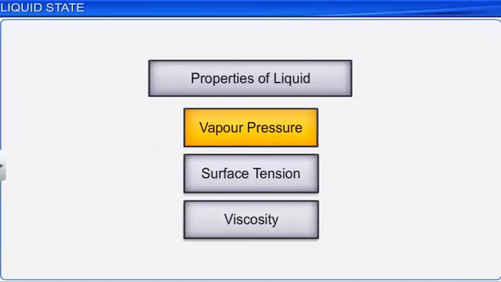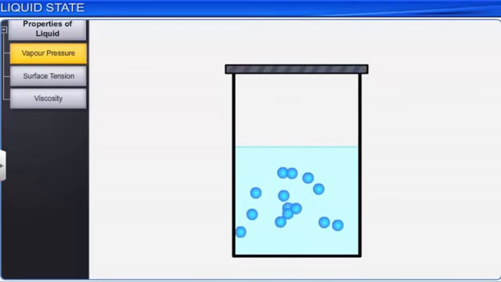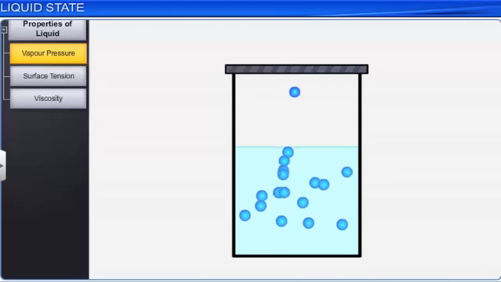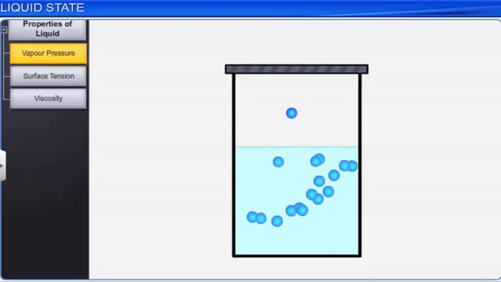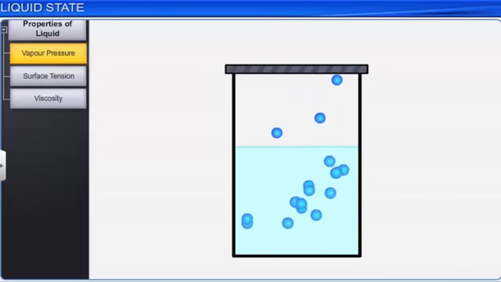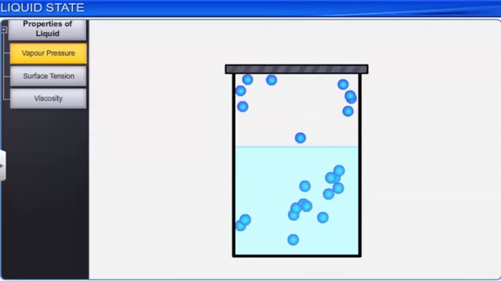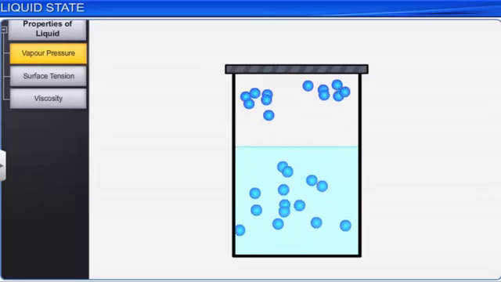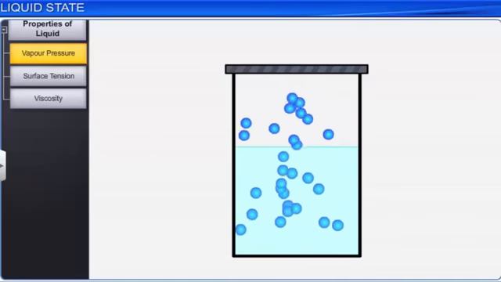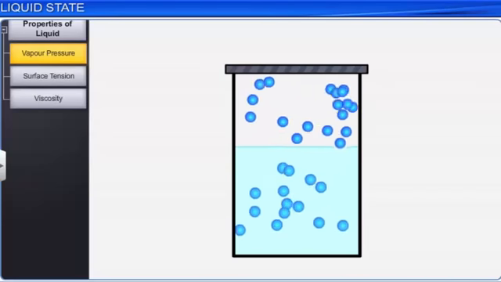Let us start with vapor pressure. When a liquid is partially filled in a closed evacuated container, the molecules of the liquid that possess above average kinetic energies overcome the intermolecular forces that hold them in the liquid and rise to the surface. These molecules start escaping from the surface of the liquid and reach into the vapor state. The process by which molecules of a liquid go into the vapor state from the surface of the liquid at any temperature below the boiling point of the liquid is called evaporation.